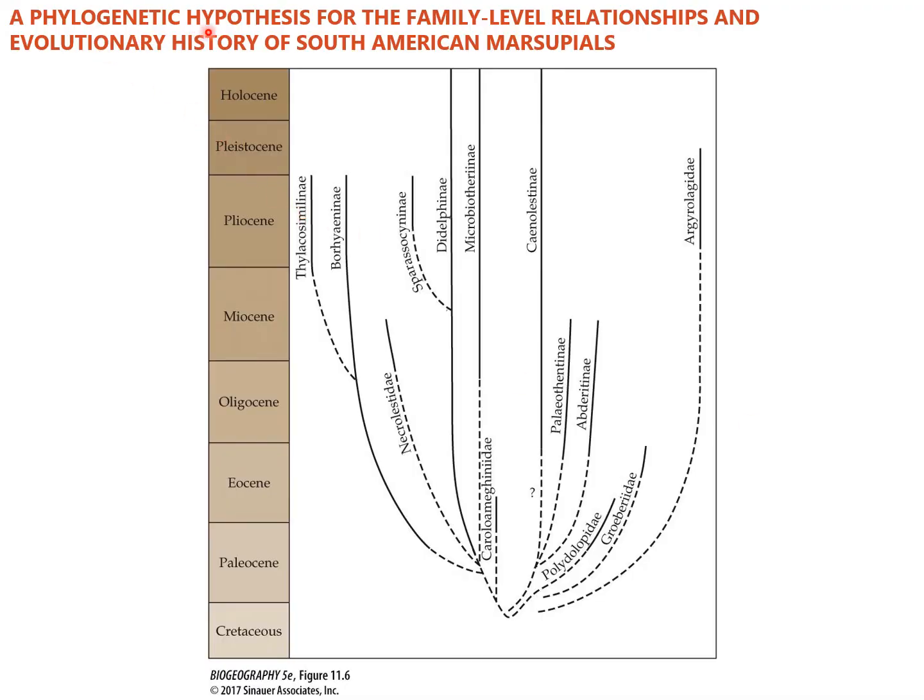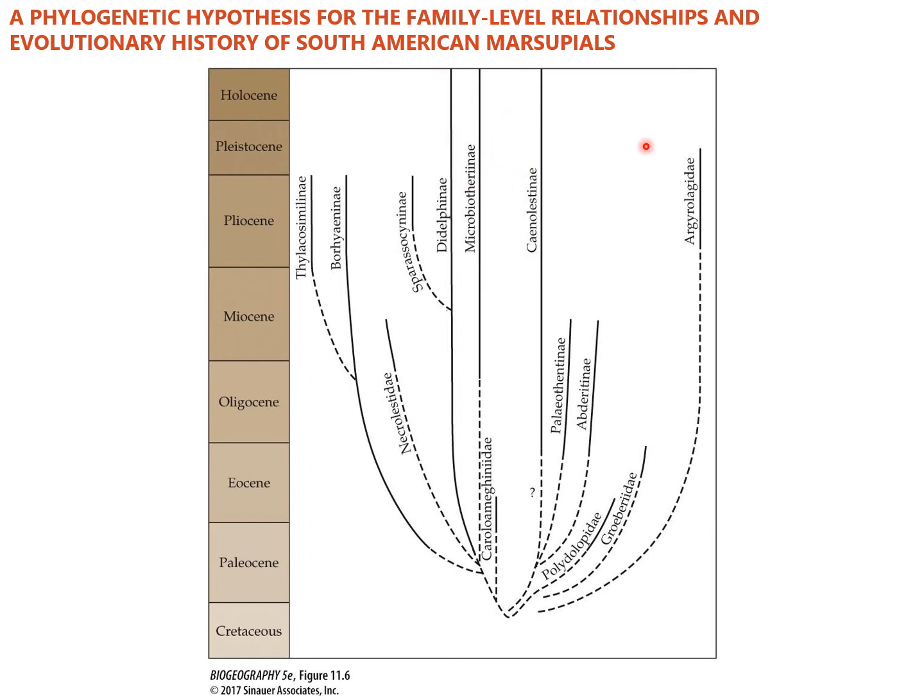This is a phylogenetic hypothesis for the family level relationships and the evolutionary history of South American marsupials. And what you can see is down here in the Cretaceous, there was this rapid increase in diversification where you had a common ancestor down here that gave rise to a number of different families here. So just a really a proliferation of the diversity in these groups.